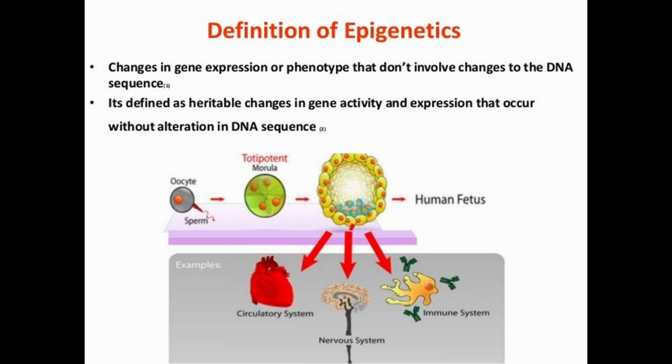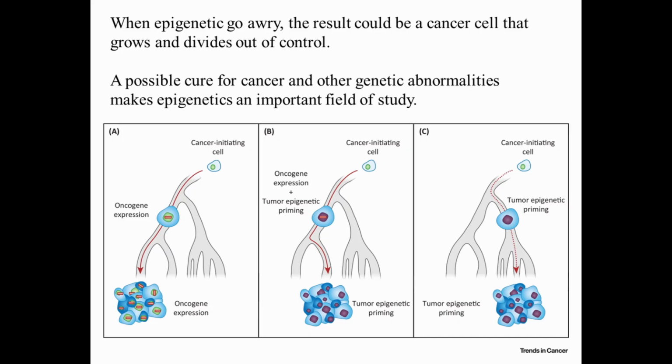The DNA molecule in every cell carries the information to turn that cell into a heart cell or a skin cell or a brain cell. It is the epigenetics that control which genes on that DNA are expressed or suppressed, and that guide the cell to grow into its particular role in the body. When epigenetics go awry, the result could be a cancer cell that grows and divides out of control. A possible cure for cancer and other genetic abnormalities makes epigenetics an important field of study.